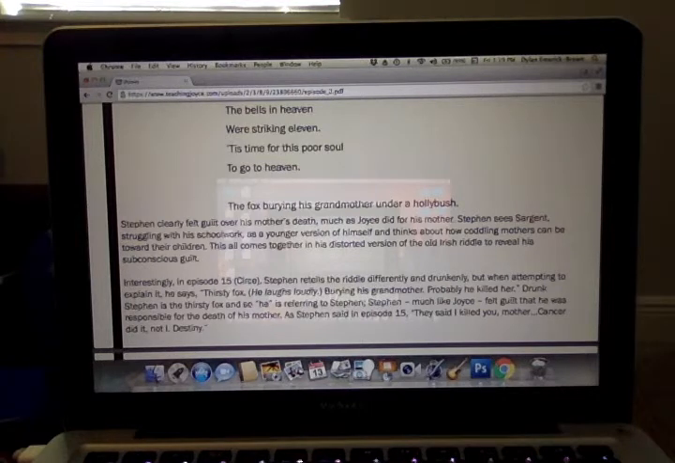Interestingly, in episode 15, the Circe episode, Stephen retells the riddle differently and drunkenly, but when attempting to explain it, he says, "Thirsty fox," he laughs loudly, "burying his grandmother, probably he killed her." Drunk Stephen is the thirsty fox, and so he is referring to himself. Stephen, much like Joyce, felt guilt that he was responsible for the death of his mother.